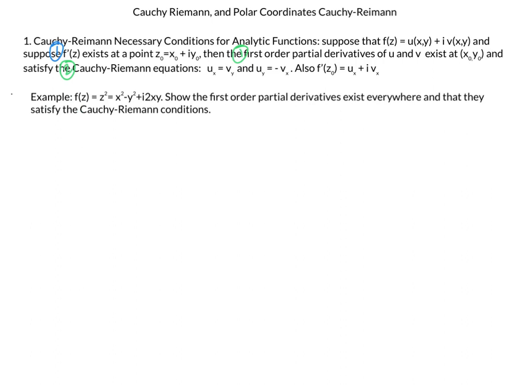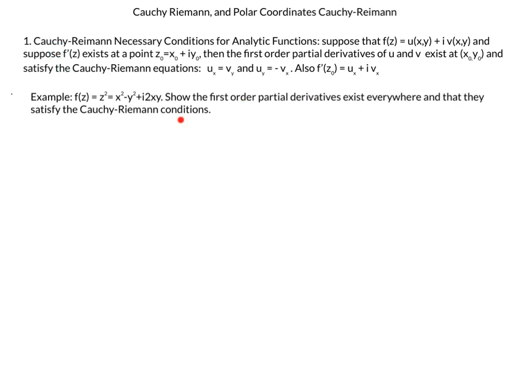So it's good to get in an example. Our example is f of z equals z squared. We can multiply out our z, which is equal to x plus iy, square it, and we'll get x squared minus y squared plus i 2xy. We want to show that the first order partial derivatives exist everywhere, that's the first statement, and that they satisfy the Cauchy-Riemann conditions, that's the second statement.